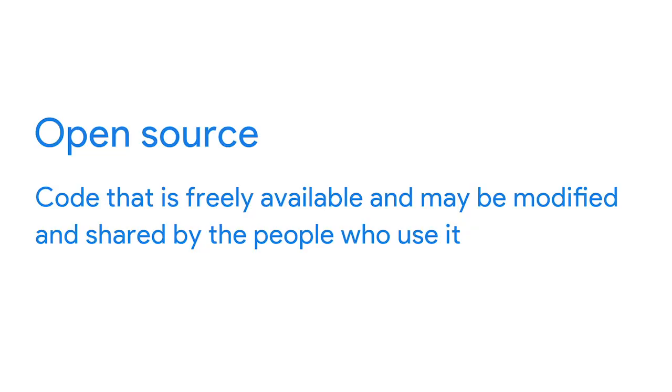Another awesome thing about R is that it's open source. Open source means that the code is freely available and may be modified and shared by the people who use it. Let's pause for a moment and unpack how amazing this is. First, anyone can use R for free. Second, anyone can modify the code, fix bugs, and improve it. In fact, over the years, lots of excellent programmers have made improvements and fixes to the R code.